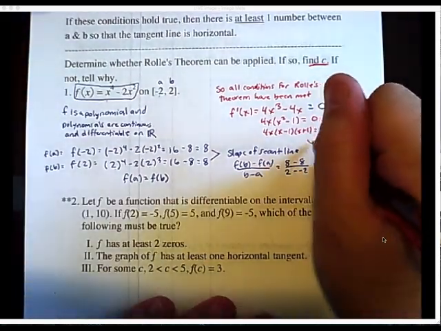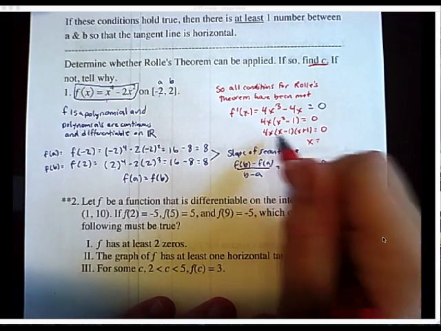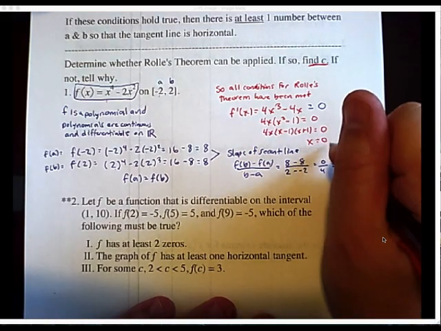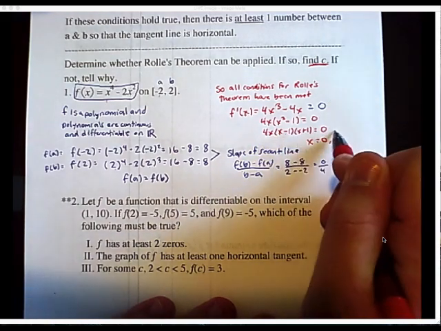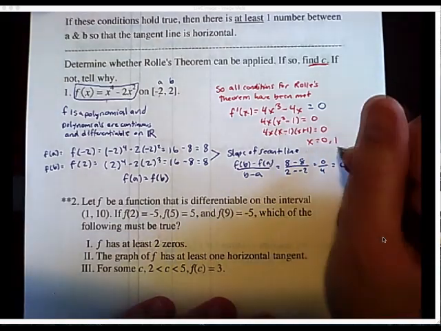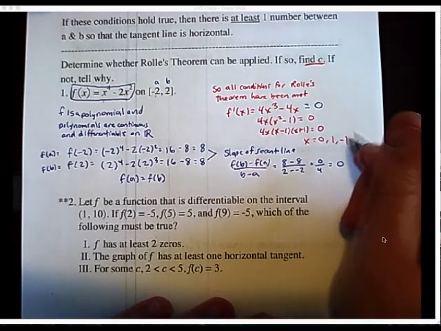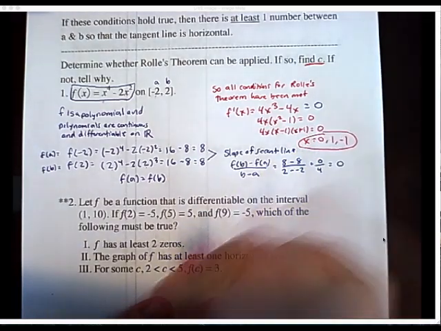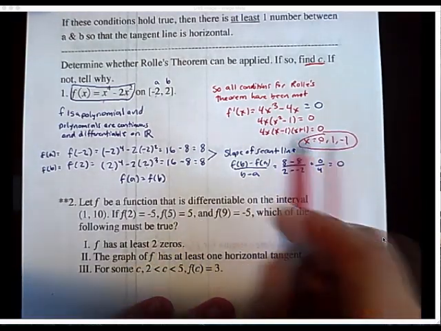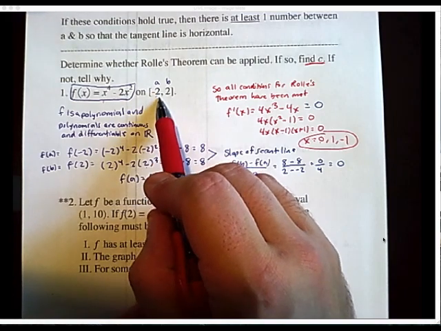If I do some more factoring, I get x minus 1, x plus 1. And then if I use the zero product property, 4 times something could equal 0. That would be 0. Something minus 1 could equal 0. That's positive 1. And something plus 1 could equal 0. So that's negative 1. So I actually have 3 values, and all 3 of these numbers are in this interval.